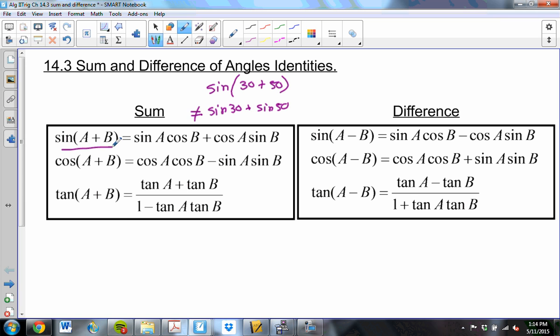If I want to do the sine of 30 plus 50, I would do the sine of 30 cosine 50 plus cosine 30 sine 50. And that just came from this formula right here, where my A value is 30 and my B value is 50. Now, sine of 80 isn't one we would figure this way most likely. I suppose we could if we really wanted to, but we don't need to.